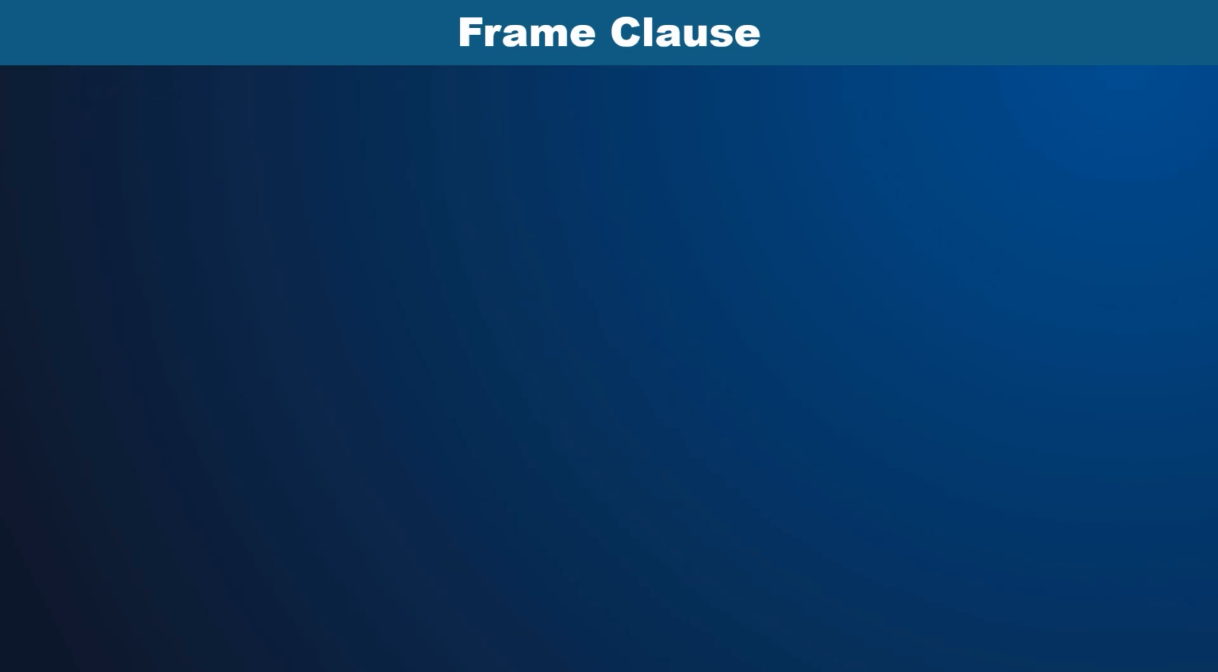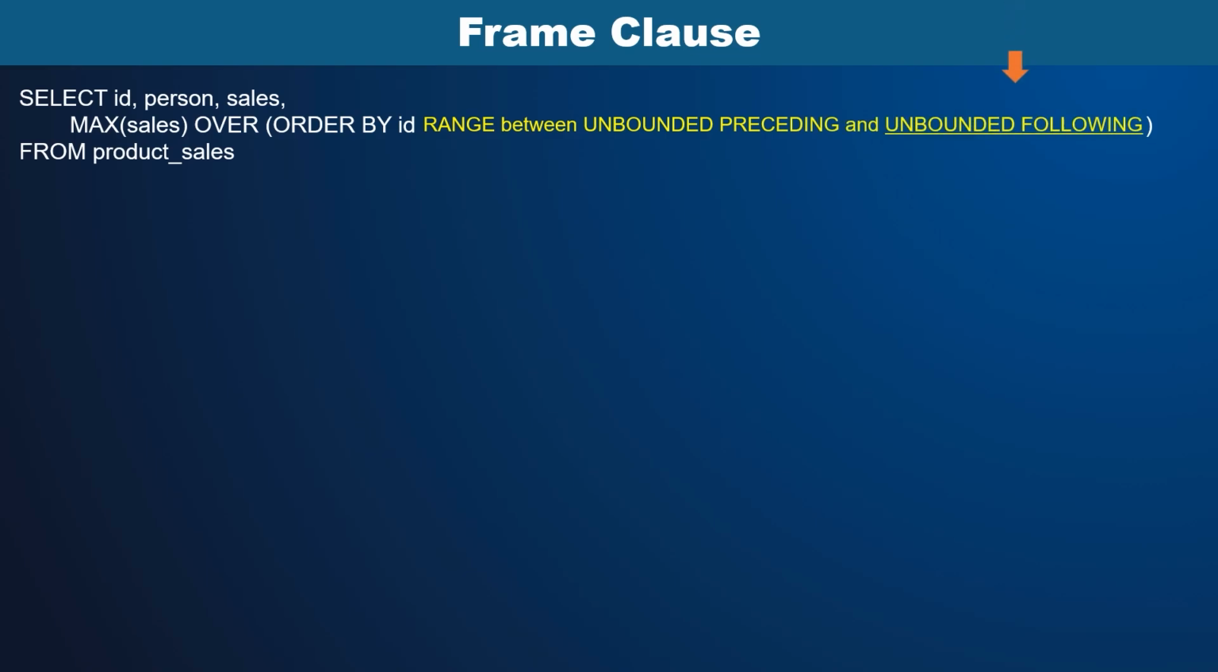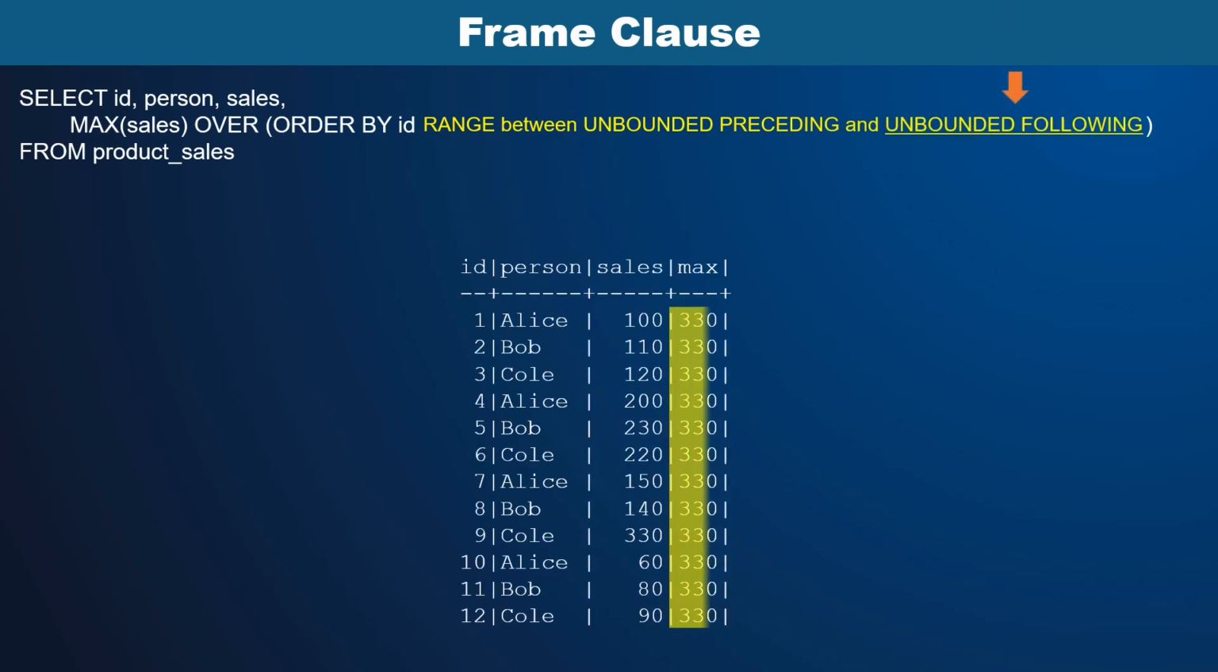Obviously, the result will be the same. Now, let's change the upper bound to unbounded following, and execute the query again. You can see that the result is different. The max function now returns the maximum value ranged from the first row to the last row. Instead of limiting itself to the current row, at each step, it can look ahead to the last row. That's why it can see a single maximum value over the entire dataset, which is 330.